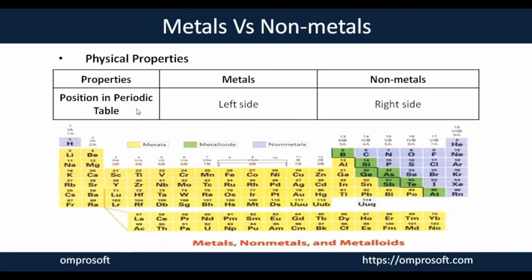position in the periodic table. Like you can see in this periodic table, all the metals, which are represented in yellow color, are at the left hand side of the periodic table, and all non-metals, which are represented in blue color, are at the right hand side of the periodic table. So this is one difference on the basis of position in the periodic table. Metals are present at the left hand side and non-metals, except hydrogen, are all present at the right hand side.